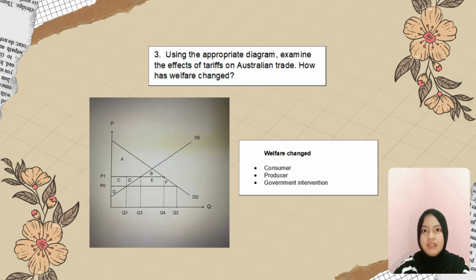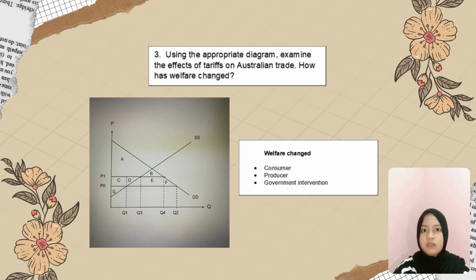For question 3, I need to explain about the effect of tariff on Australian trade using a diagram and how the price will change. Firstly, let me explain about the effect of tariff with a graph. Based on this graph, prior to imposing the tariff, the price is P0 while the demand is Q2 and the supply is Q1. At a price of P0, consumer price is ABCDEF while producer price is G.